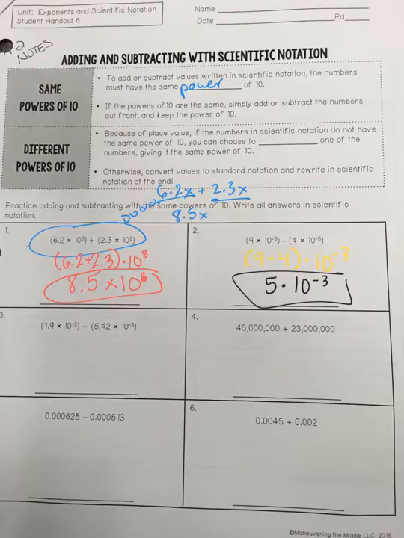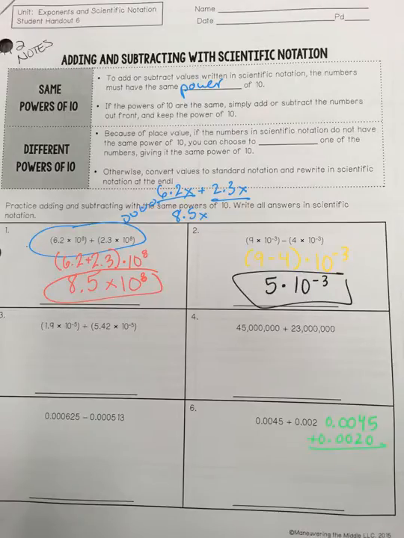Okay, let's look at number 6. If I was looking at number 6, I could either change it right now to scientific notation, or I could just add them up and then put them in scientific notation. And so that's what I'm going to do. Remember, when we add decimals, we want to line up the decimal place.